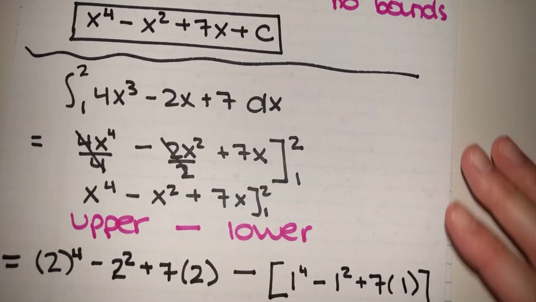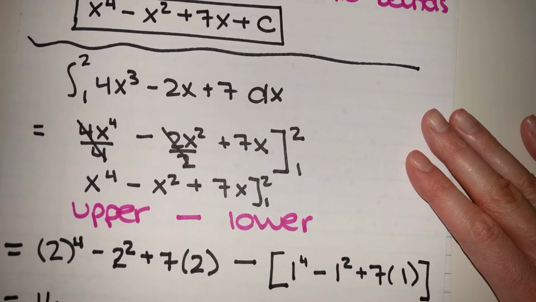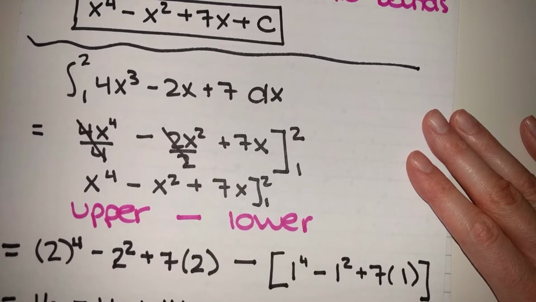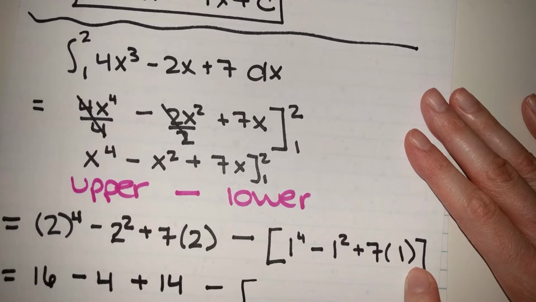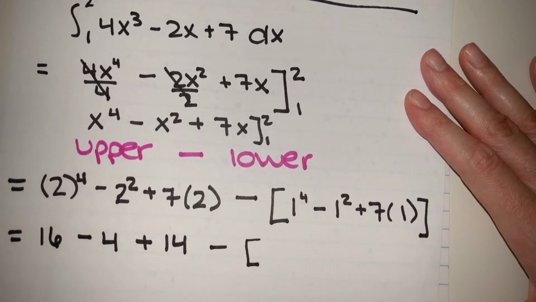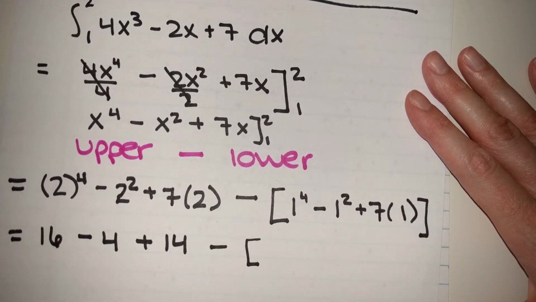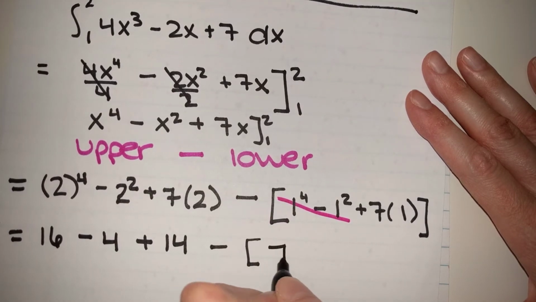And to simplify here, we are going to have 2 to the fourth, so 16 minus 4 plus 14 minus, now you can either distribute everything inside or you can focus on what this evaluates to be, and then that will take care of this minus sign. So in this case, we see that the 1's cancel out and we just have a 7.